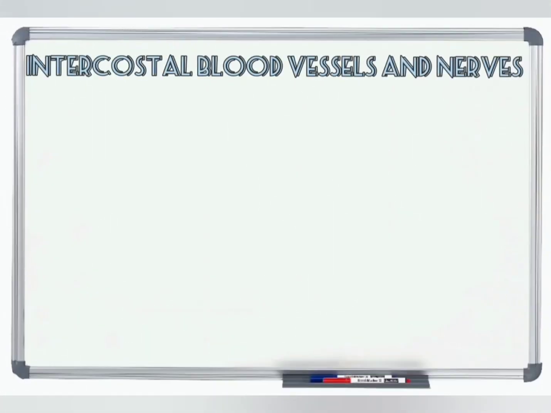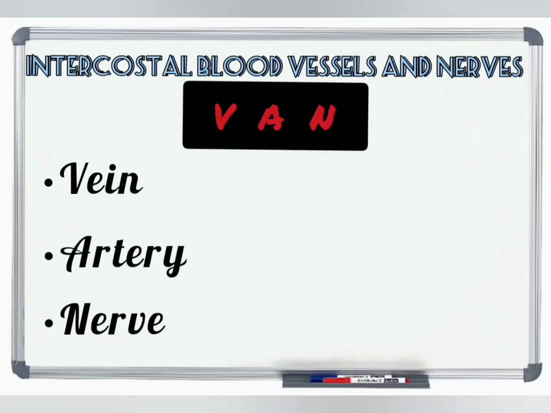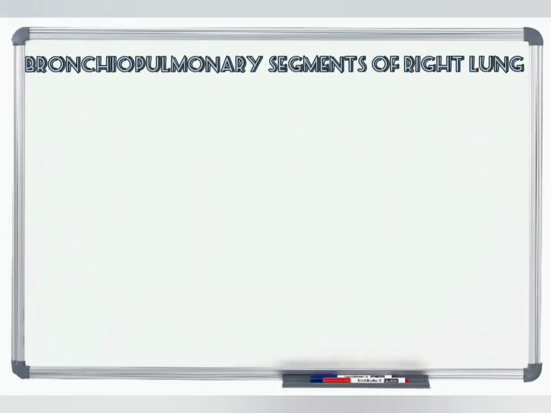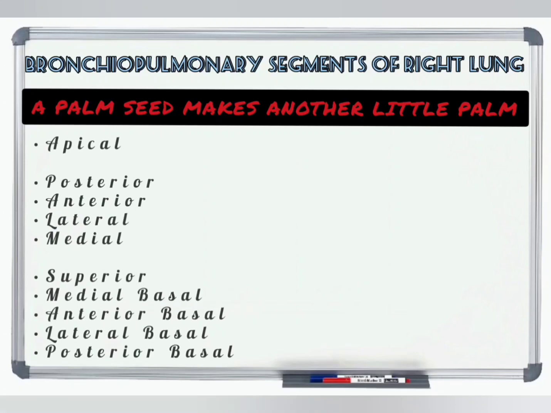Intercostal blood vessels and nerves, mnemonic VAN: vein, artery, and nerve. Bronchopulmonary segments of the right lung, mnemonic: a palm seed makes another little palm. Apical, posterior, anterior, lateral, medial, superior, medial basal, anterior basal, lateral basal, posterior basal.